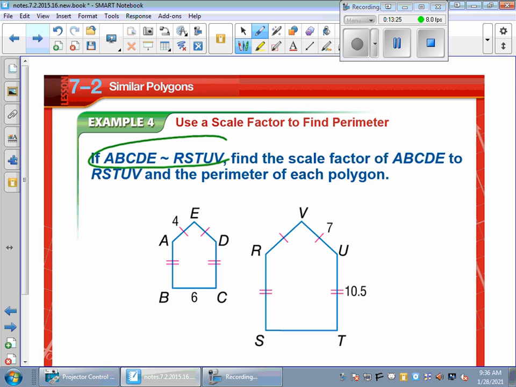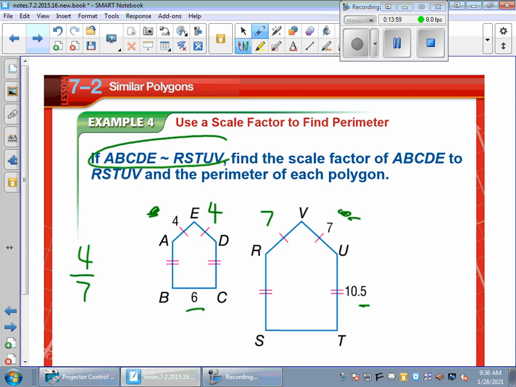So when it says find the scale factor, you want to find what sides match up to each other to be able to get that to work. So when I look at what we have here, I see we have a 6, we have a 4, we have a 7, we have a 10.5. So you say, well, the 4 is over here and the 7's over here. So you can move the 7 and you can move the 4 because these two are equal. So our scale factor of ABC, if ABC is first, is 4 to 7.